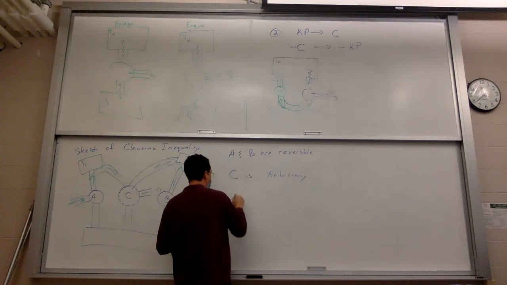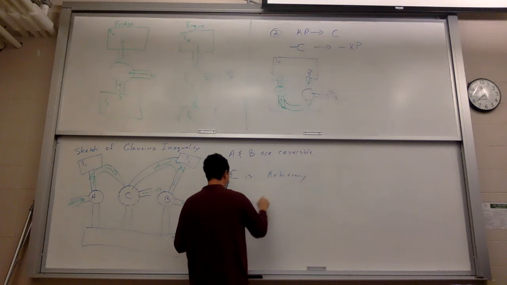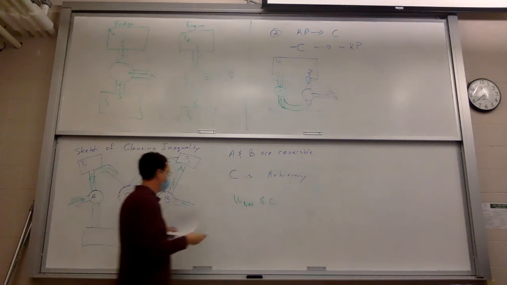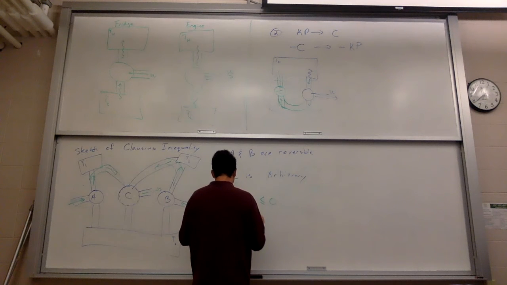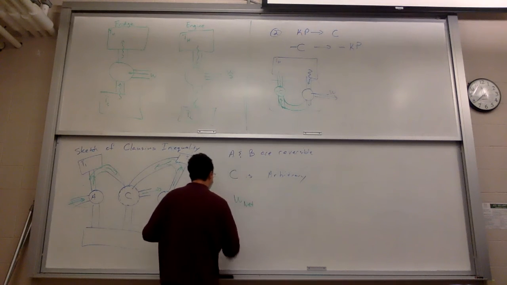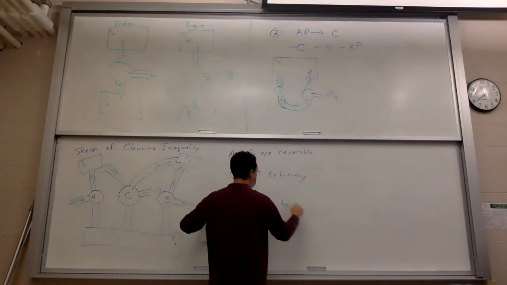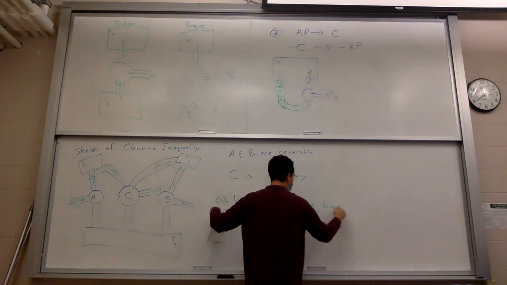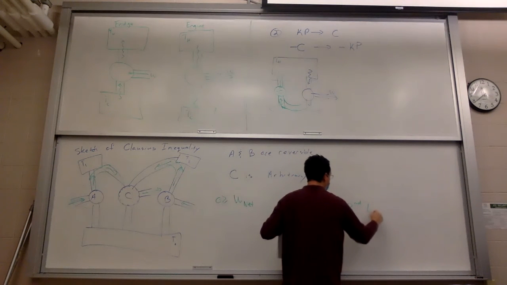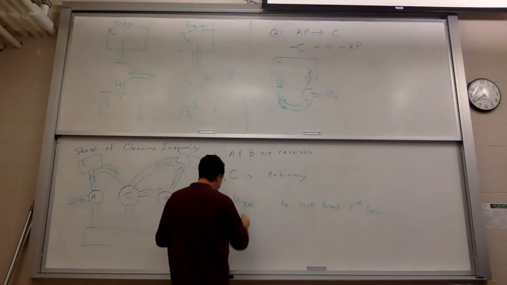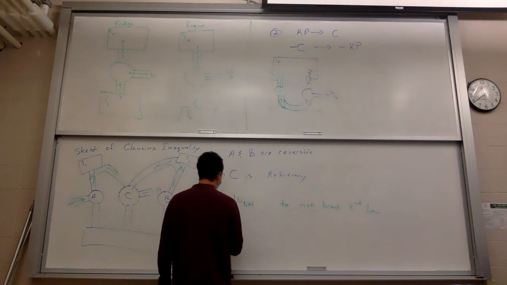We must have W net must be less than or equal to 0. It can be 0 too. It's 0 if it's reversible, it turns out. So, right. Let me put this on the other side. This is to not break the second law. To not break the second law. So when you write it all down, you get the following formula.